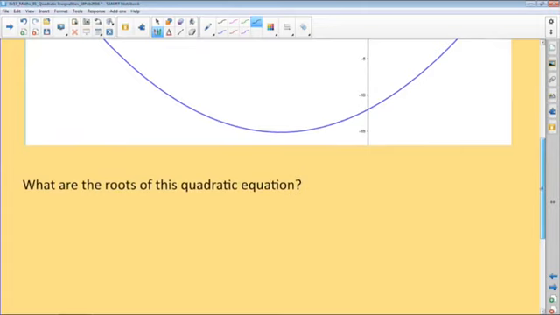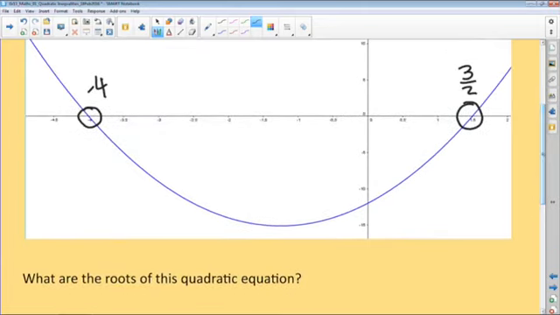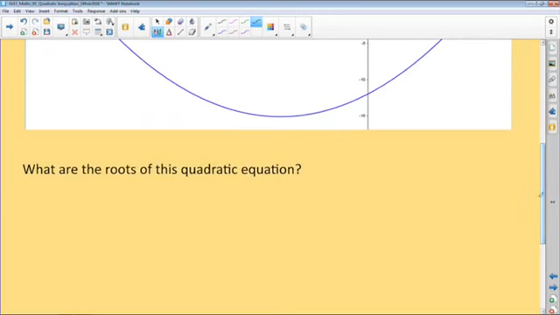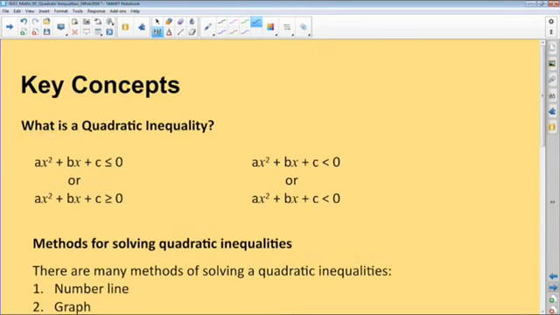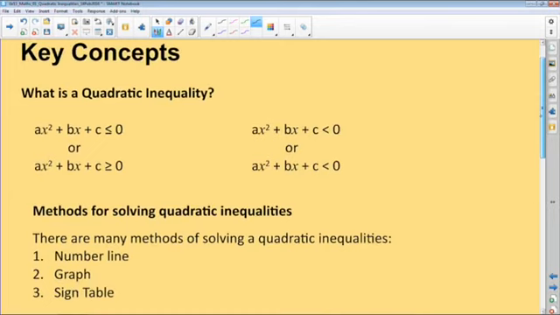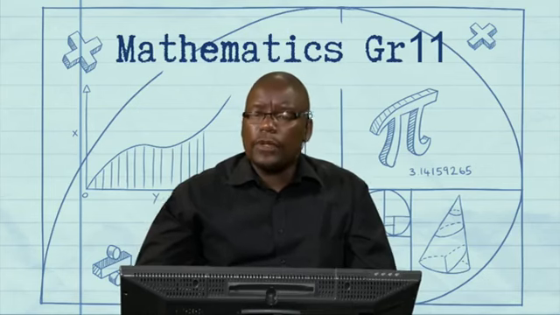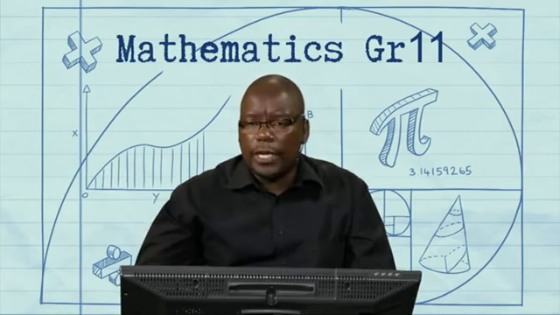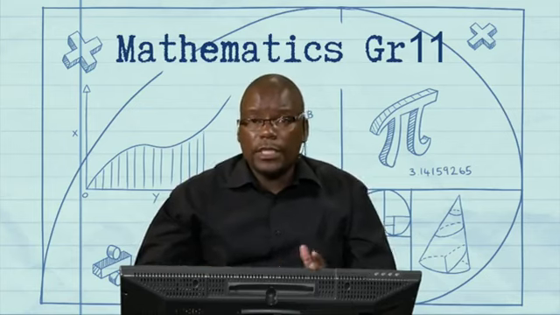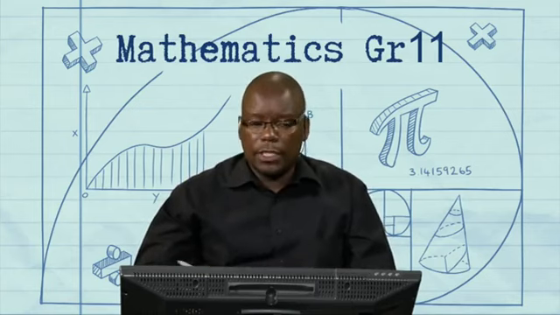What are the roots of this equation? So these are the roots of the equation, your 3 halves and also the negative 4. Right. Now, next, guys, you remember that we have ways of solving quadratic equations. That first one, we factorize, and then at some instances they will say, okay, use the quadratic formula or completing the square, right? So we will be practicing all those this year as well.